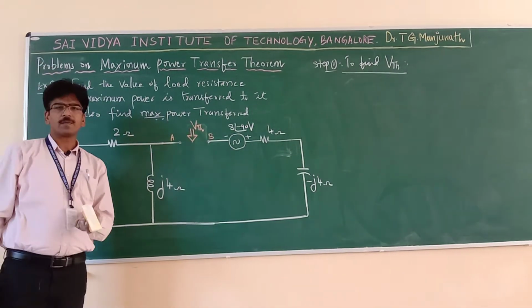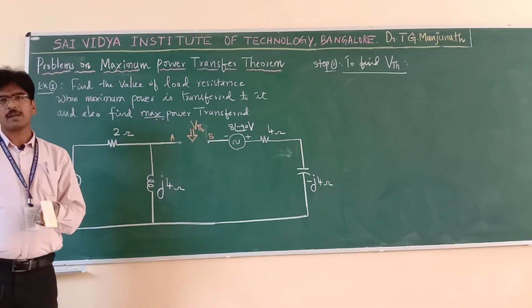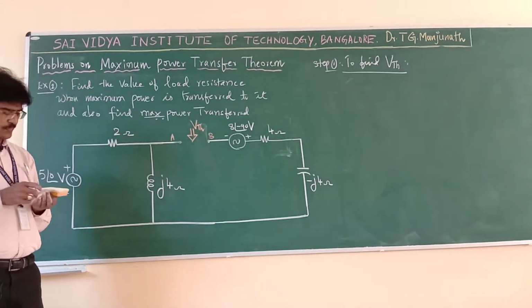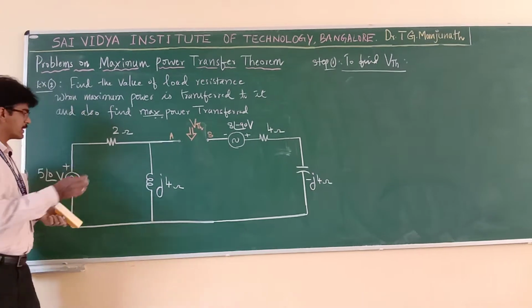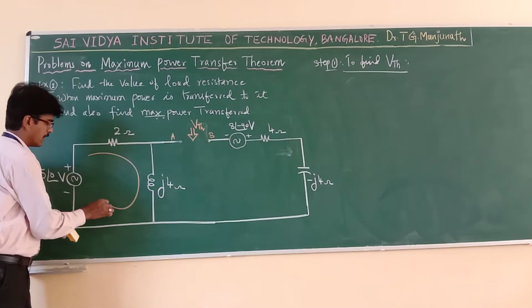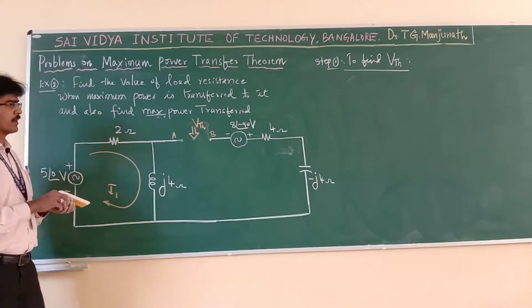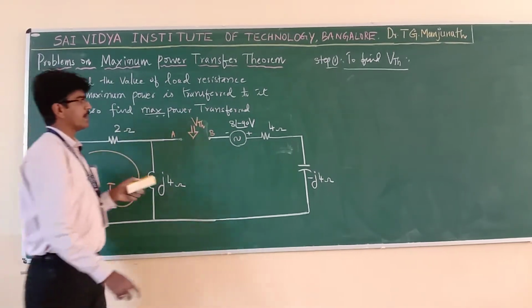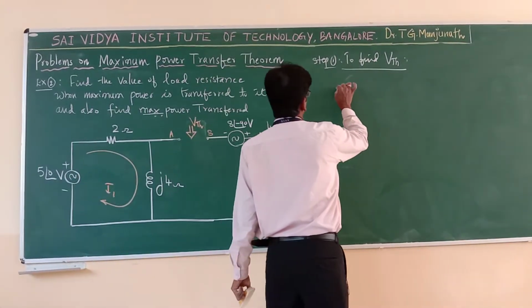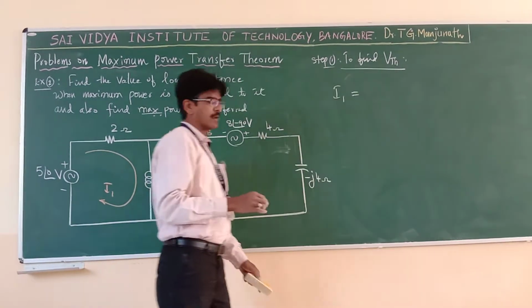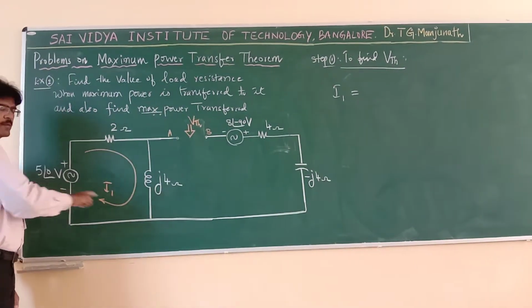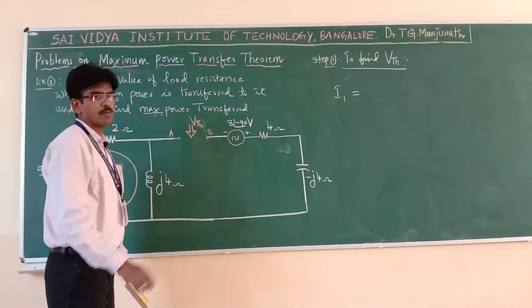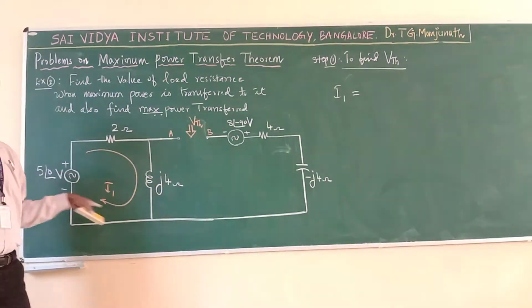To find the voltage, you can go by either mesh analysis or nodal analysis. As usual, I will go for mesh analysis. Only one loop you have, take this loop current as I1. This is open, so no current is flowing. Let us apply KVL. What is I1 now? From the network, I1 is a single loop network with only one source, so by Ohm's law, I is equal to V by Z.